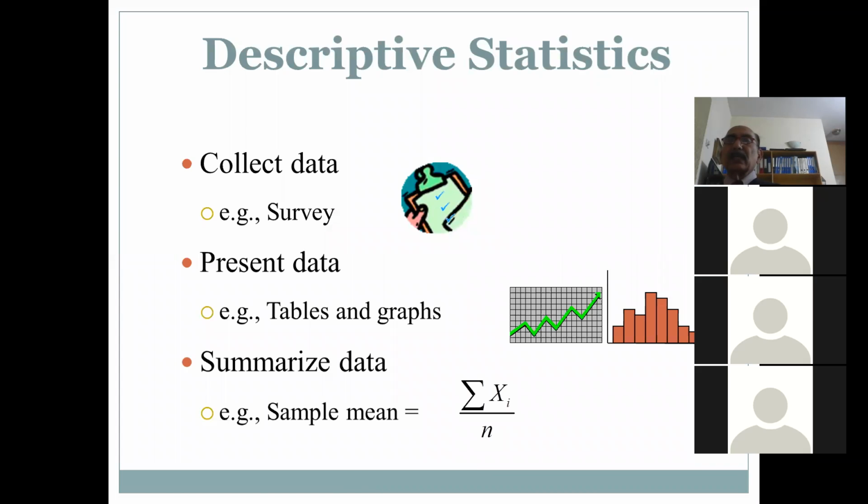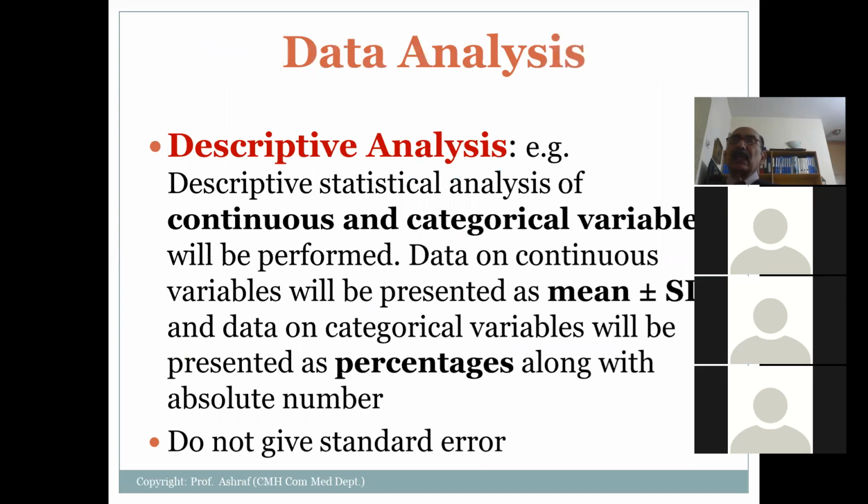Descriptive statistics: collection of data, survey. For example, you want to find out the prevalence of hypertension and diabetes in the community. So you can carry out a survey. This is again descriptive statistics. You can present the data in the form of tables and graphs. You can summarize data. All this is descriptive statistics.